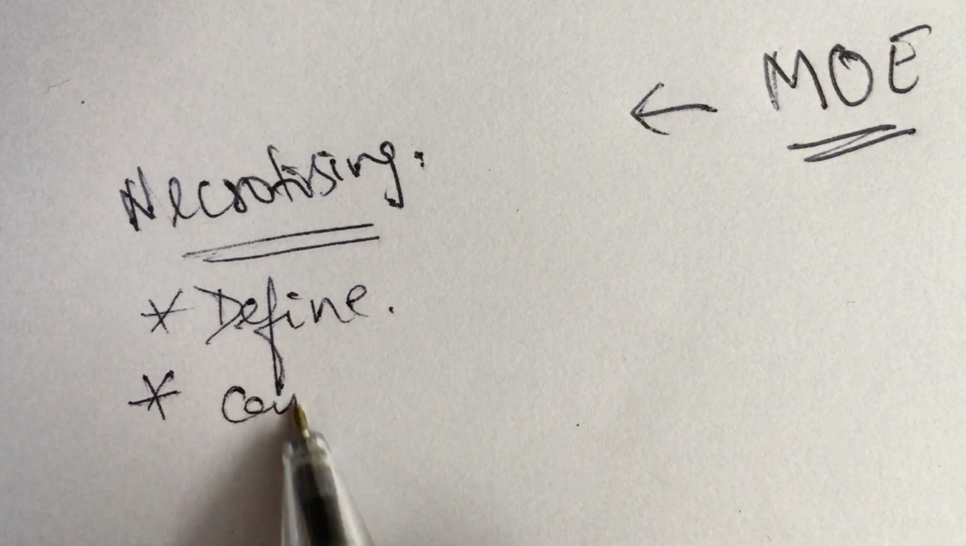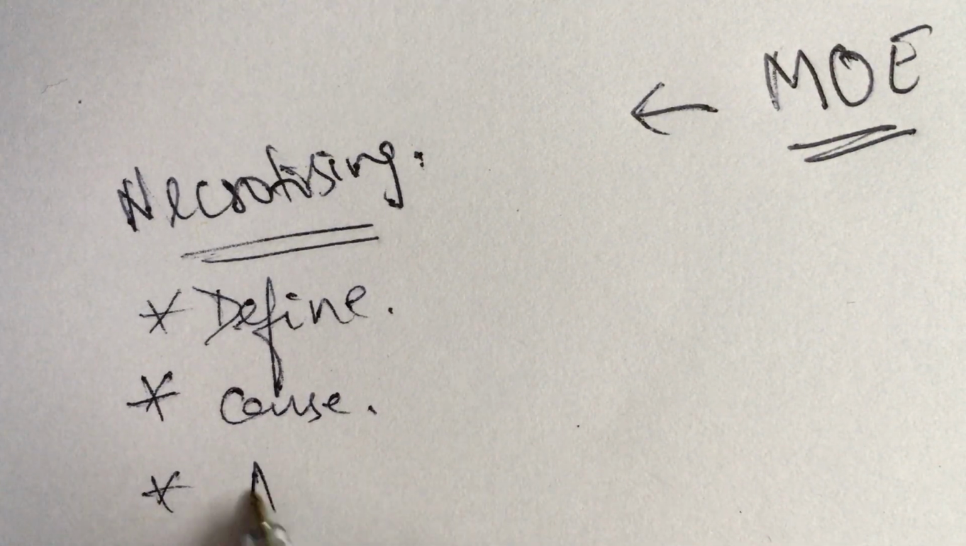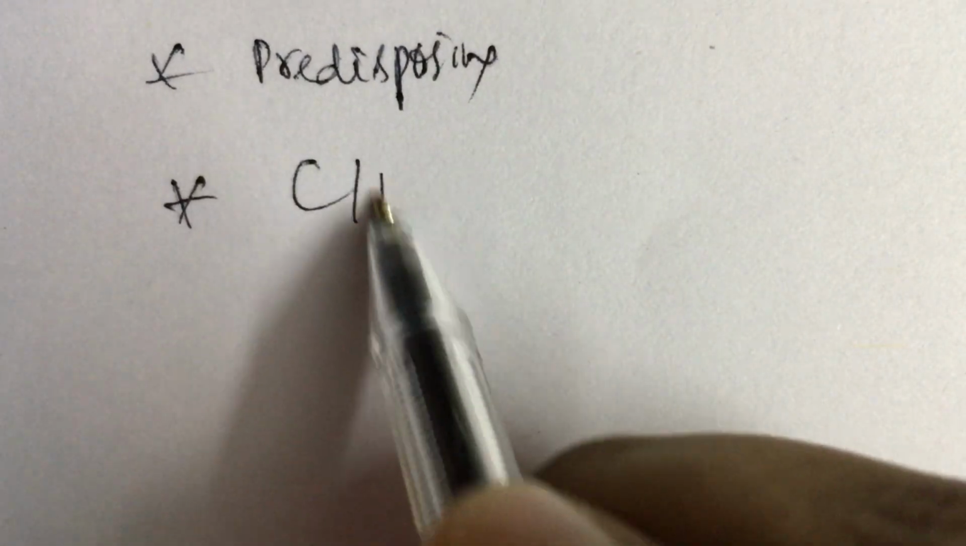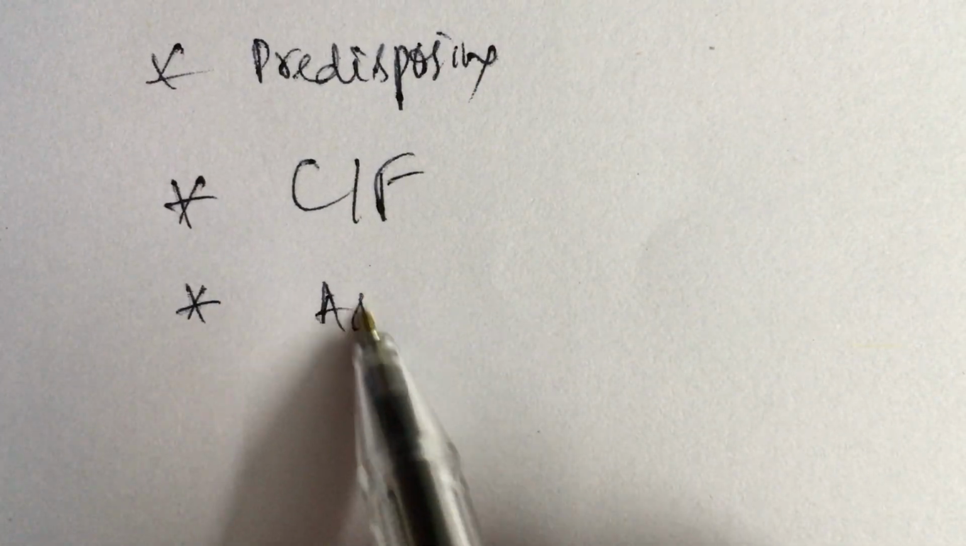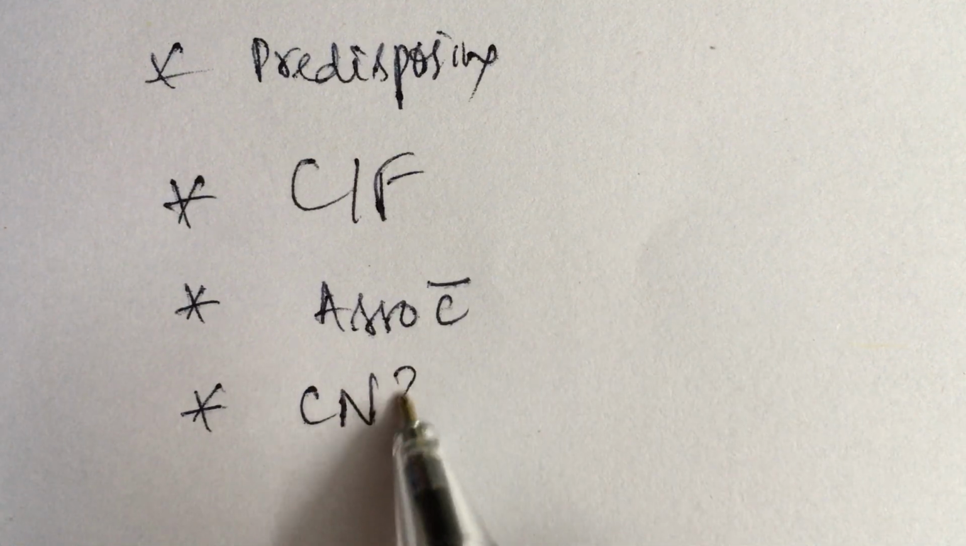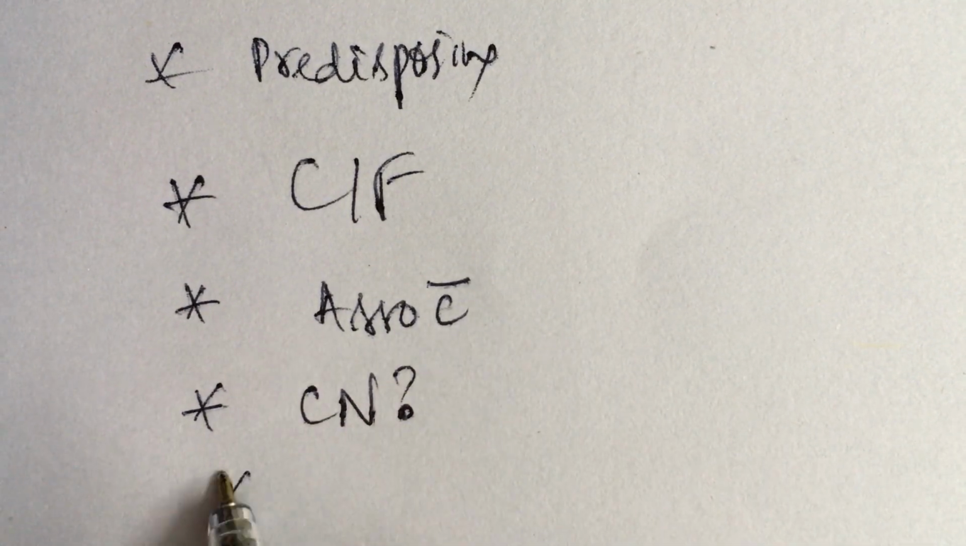We'll know the causative agent of it. We'll also come to know the age group of people who are going to be affected. We'll also come to know the predisposing factors. And we'll come to know the clinical features. We'll also learn the associated features. We'll also know what all cranial nerves are involved, in case it is involved.